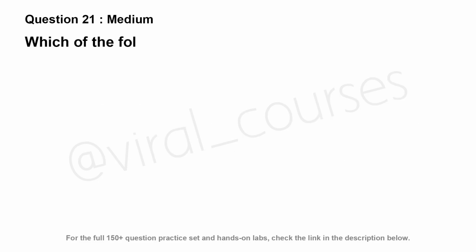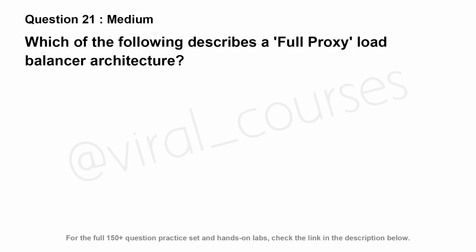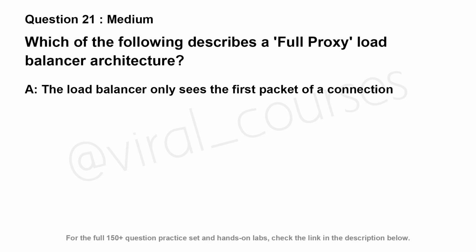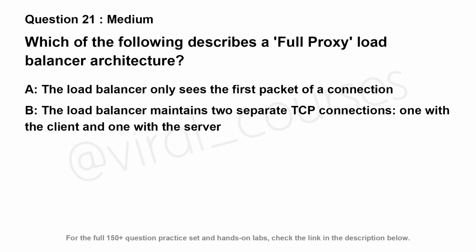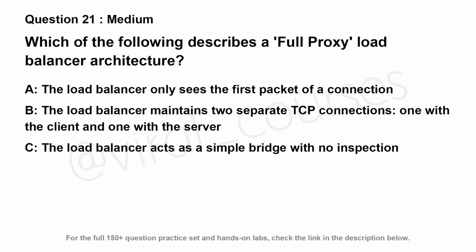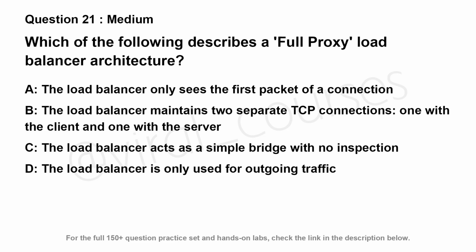Which of the following describes a full proxy load balancer architecture? Option A, the load balancer only sees the first packet of a connection. Option B, the load balancer maintains two separate TCP connections, one with the client and one with the server. Option C, the load balancer acts as a simple bridge with no inspection. Option D, the load balancer is only used for outgoing traffic.